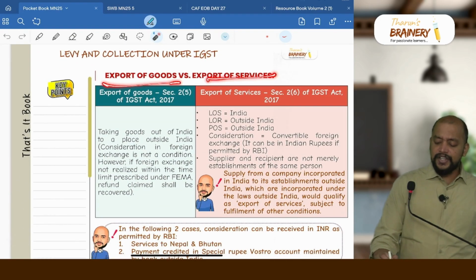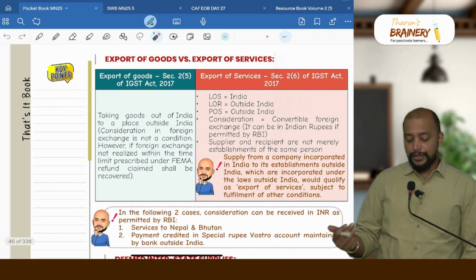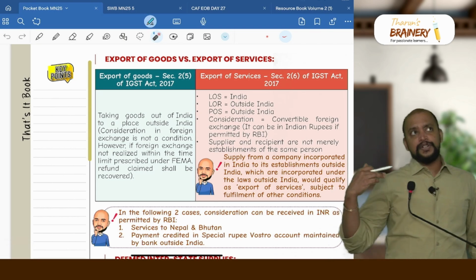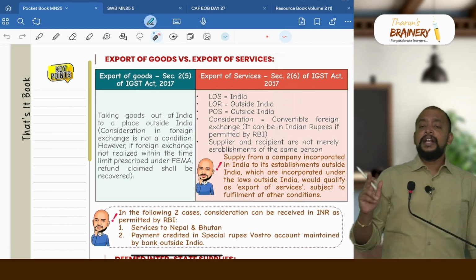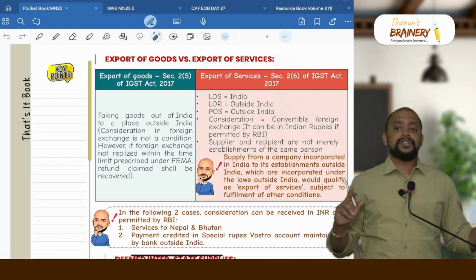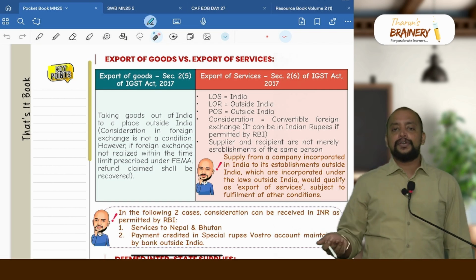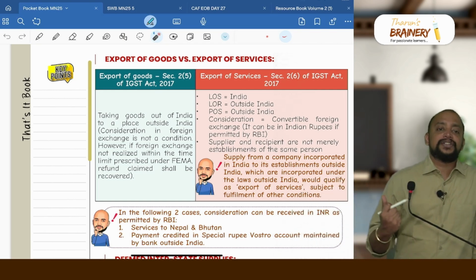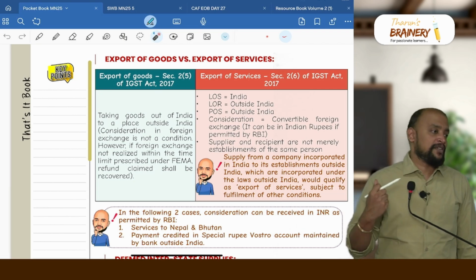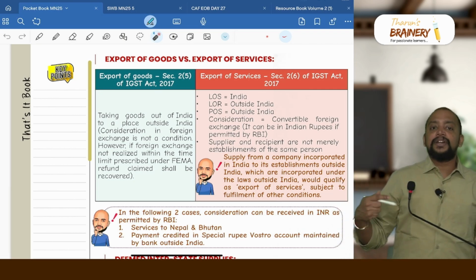Then the meaning of export of goods and export of services, given under section 2. Export of goods means taking goods from India to a place outside India. Consideration need not be in convertible foreign exchange for export of goods. However, it will become export of goods and zero rated, but if you are not able to realize the consideration in convertible foreign exchange within the time limit specified under FEMA. What is the time limit specified under FEMA? That is 9 months from the date of export.